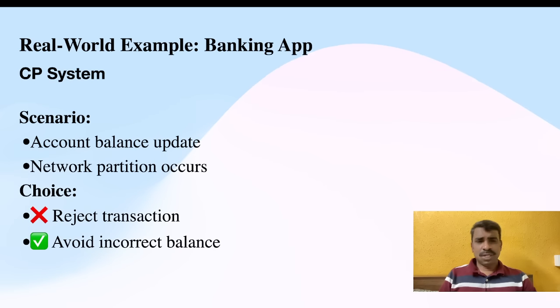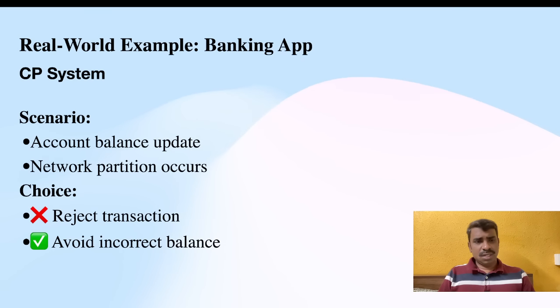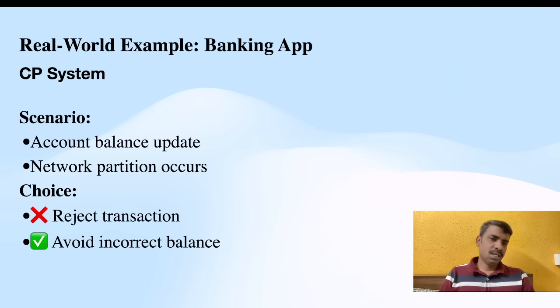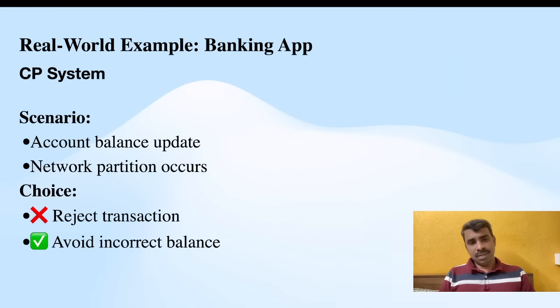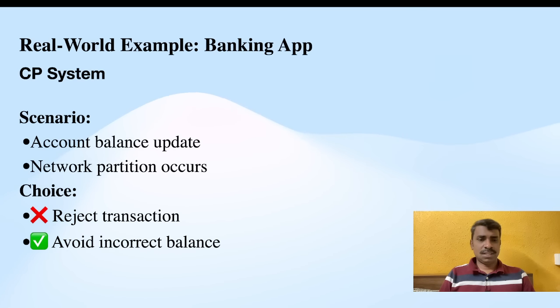So here are some more real world examples. Banking application is a CP system, with consistency. Scenario: an account balance update is happening. During that time, some network partition occurs. So it will choose to reject the transaction so that you can avoid an incorrect balance. It's a real world scenario.